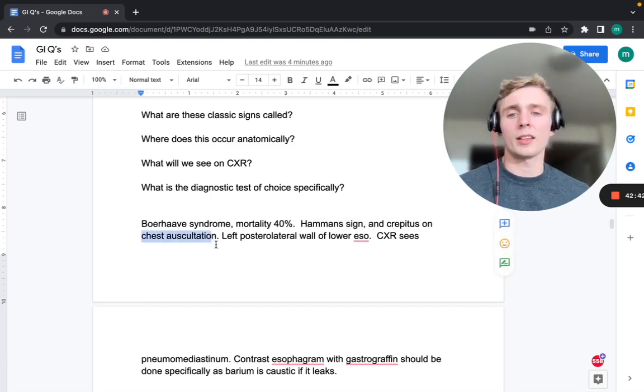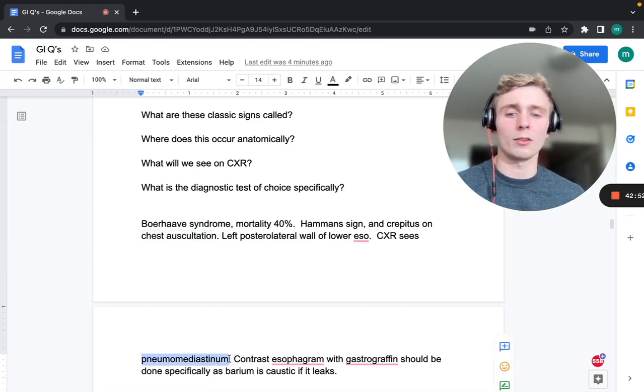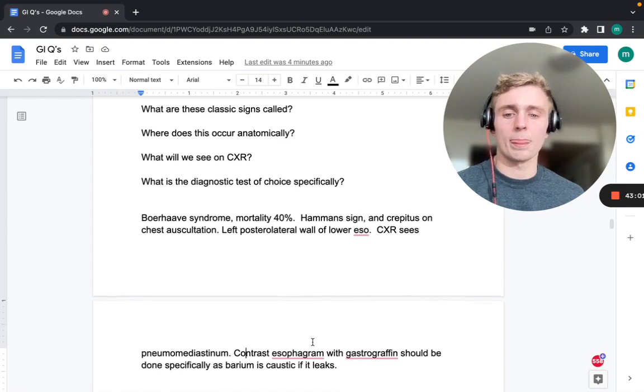The anatomical area, the left posterior lateral wall of the lower esophagus, is most common. So lower esophagus is the most common for this. On chest x-ray you will see pneumomediastinum, so air around the mediastinum. You'll basically see radiolucent lines around the mediastinum on the x-ray.